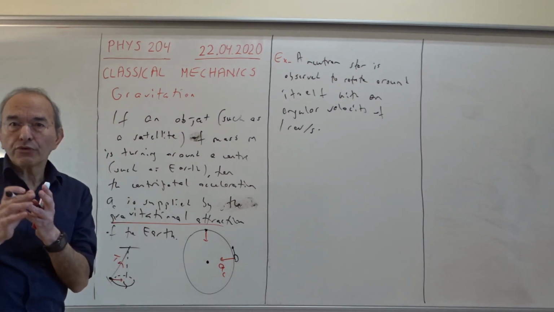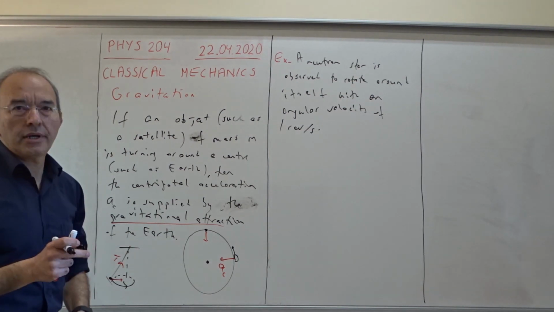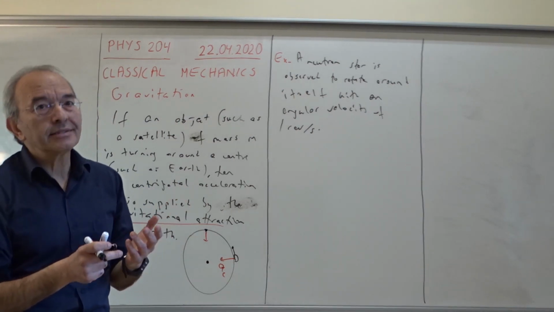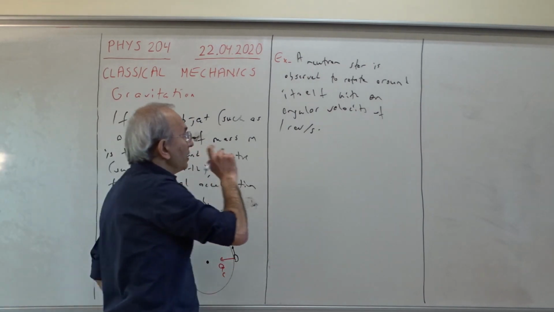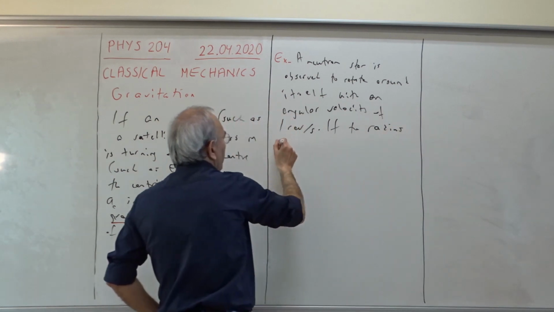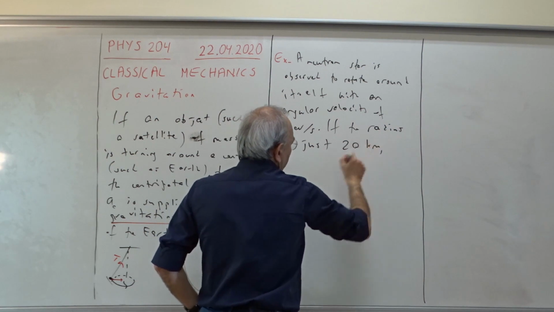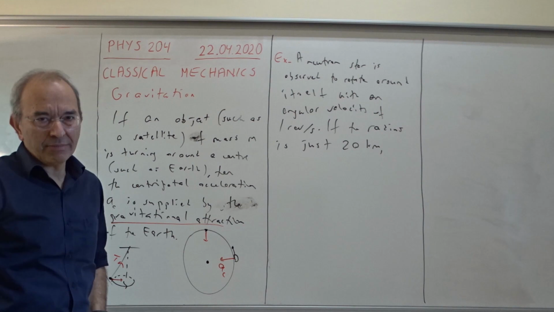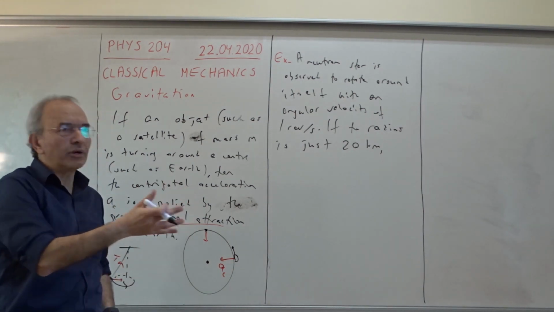The radius is quite small, on the order of some tens or hundreds of kilometers, maybe less, but a huge mass. If the radius is just, let's say, 20 kilometers, what should be the lower limit for the mass? Because it can have an upper limit as well. If there is no upper limit, it can have only a lower limit.